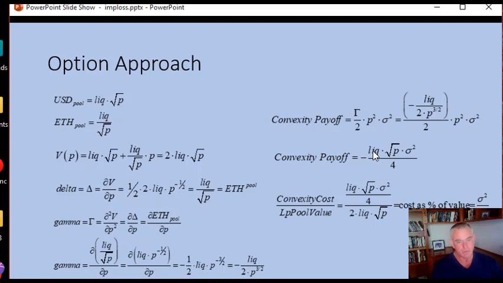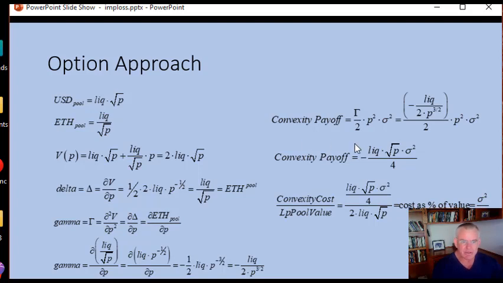Negative liquidity, we can measure that. Square root of price, easy. Volatility, I just use day over day. That works fine. I tried to use minute by minute. It doesn't matter. They're all about the same. And divided by 4. Another fun thing to do is, you can say, well, if I take this convexity cost or payoff, well, what's the LP pool value? The LP pool value is 2 times liquidity times square root of price. So you get this neat formula of variance over 8, which is kind of fun.